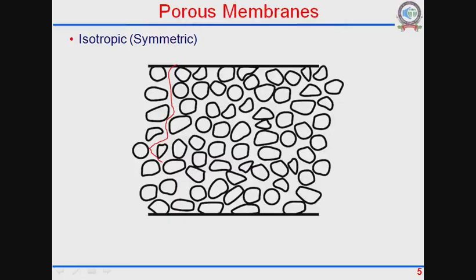If you look at this kind of membrane, the pores which are there are not uniform, but they are homogeneous, in the sense that no matter whether you look at the top part of the membrane, the middle part, or the bottom part of the membrane, the pore sizes are approximately similar. Therefore these are called symmetric membranes or isotropic membranes.